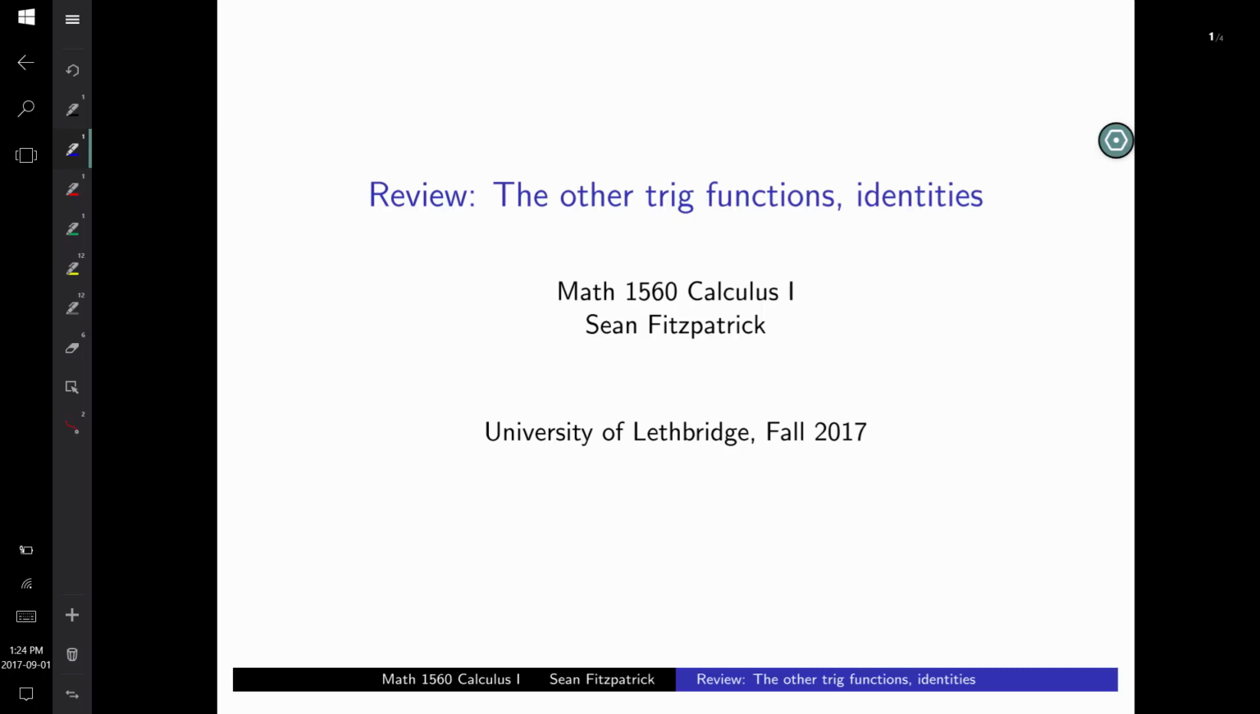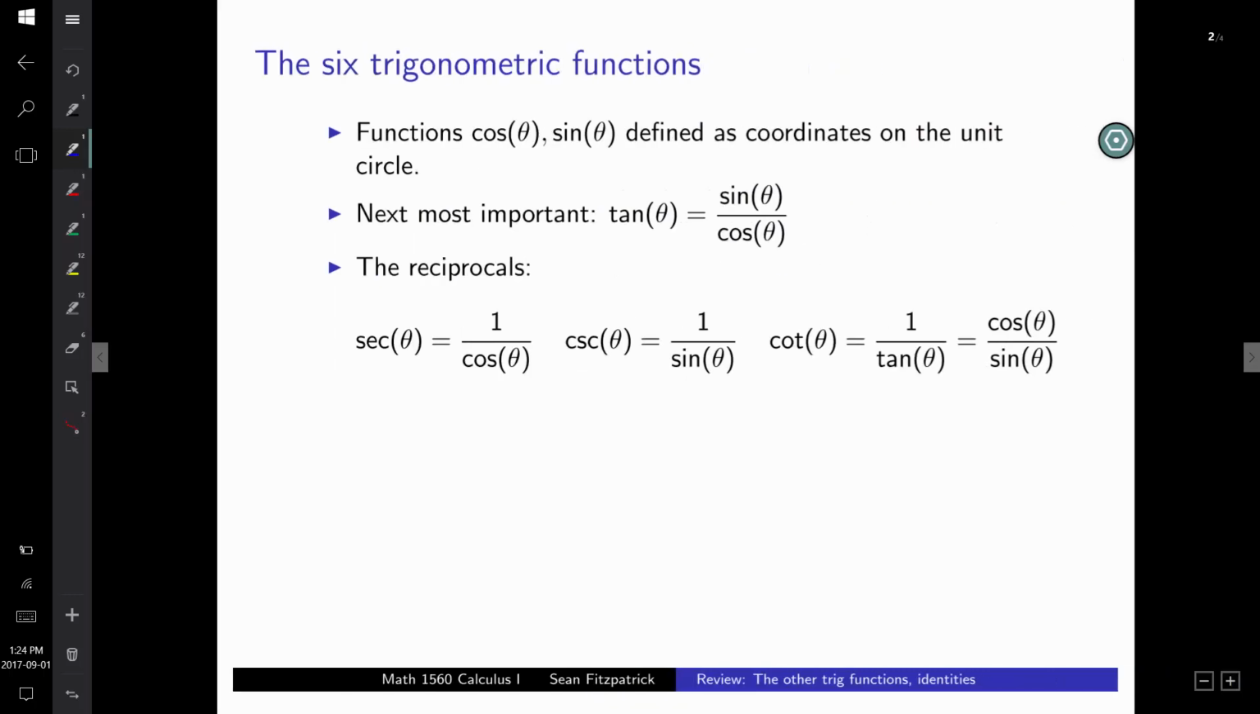Now, let's go through the review, finish this off, and we've got to talk about some other trig functions. So we've defined sine and cosine. We've defined them in terms of the unit circle. After sine and cosine, the next most important trig function is the tan function. Okay. Now, notice one thing you might want to keep in mind here.